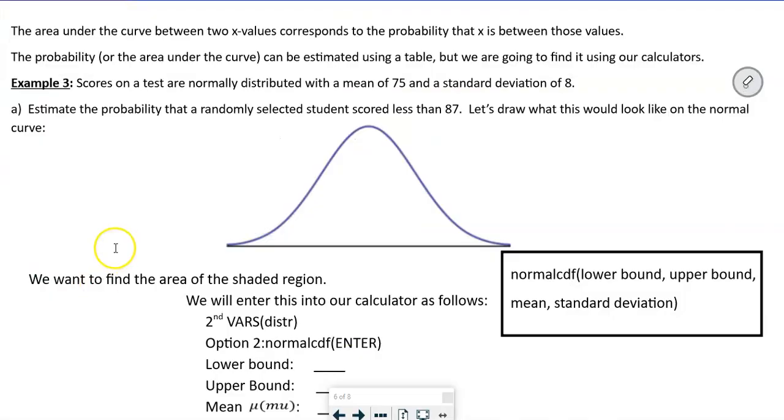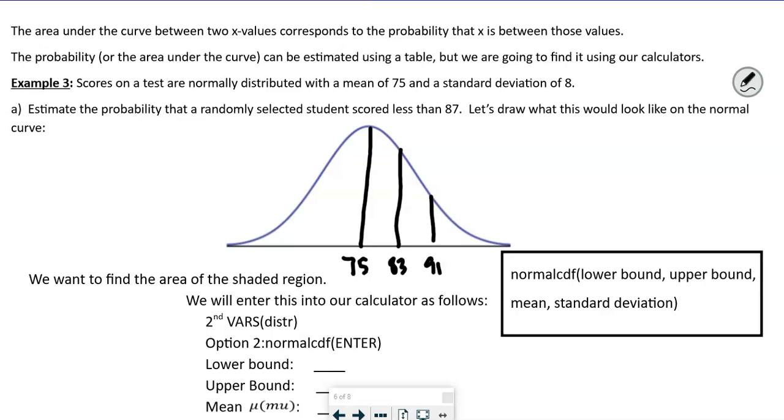So on our next problem, it says the area under the curve between two x values corresponds to the probability that x is between those values. So the probability or area under the curve can be estimated using a table, but we're going to use our calculators, okay? So scores on a test are normally distributed with a mean of 75, so that would be right here, right? That's where our 75 would be. And it says with a standard deviation of 8, right? So that means if we kept moving here by 8, that would be like 83. And then another 8 would be 91.